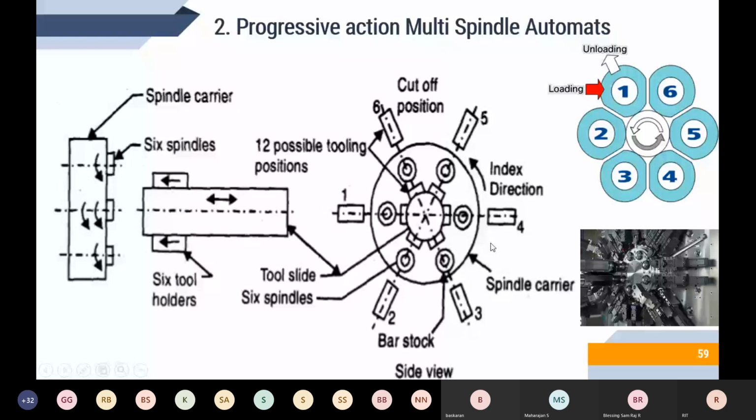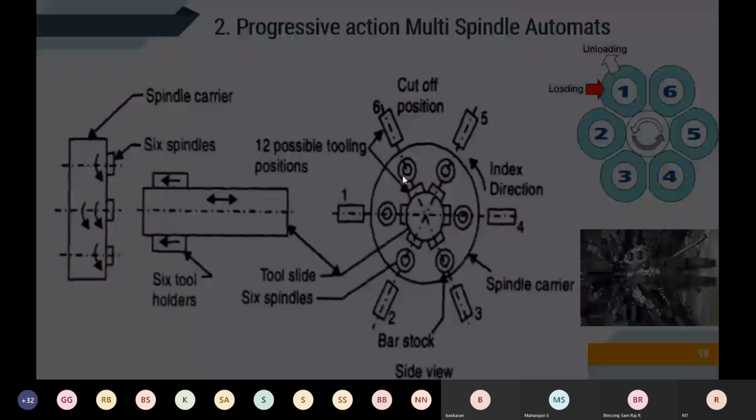The rate of production is very high in the parallel action, but in the progressive it is somewhat moderate. Small parts of simple shapes are produced only, while complicated parts can be produced by the progressive action. If anything goes wrong in one station during production, only that particular station is affected in parallel action machine tools, but all the stations will be affected in progressive action multi-spindle automats. That is one of the drawbacks, but most industries prefer progressive action as it is highly effective.